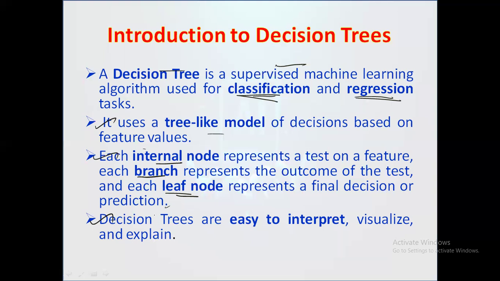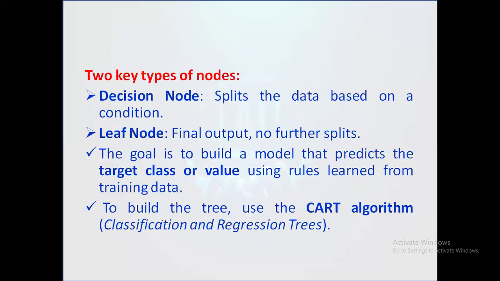One of the major advantages of decision trees is their interpretability, since they mirror human decision making processes and are structured clearly. They can be easily visualized and explained to both technical and non-technical stakeholders, making them ideal for use in transparent, explainable AI systems. And there are two key types of nodes.